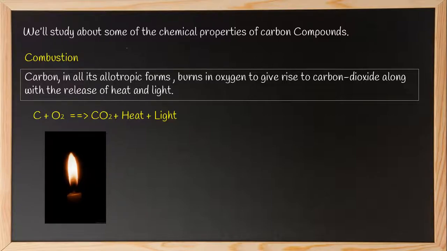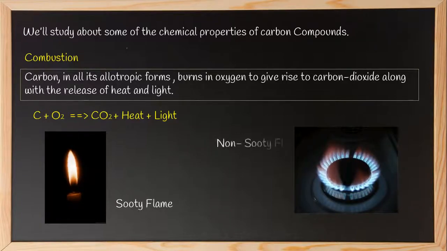Now you can see a flame here. Whenever a particular substance burns, it gives a flame. This is a bright yellow colored sooty flame. And you can also see another flame which is non-sooty and blue in color. So why do we see two different kinds of flames? Why are some flames sooty and some non-sooty? What kind of compounds produce a sooty flame and what kind produce a non-sooty flame? To know all about it, just move further.